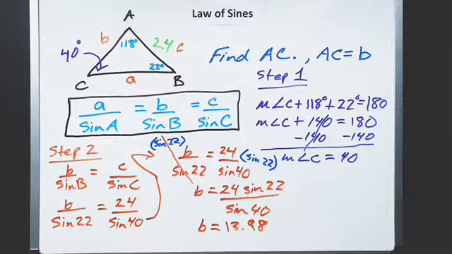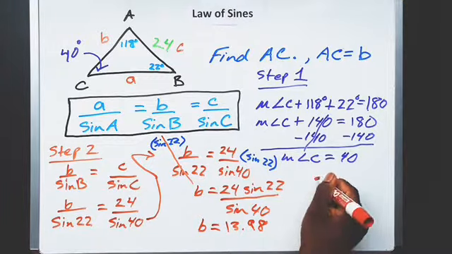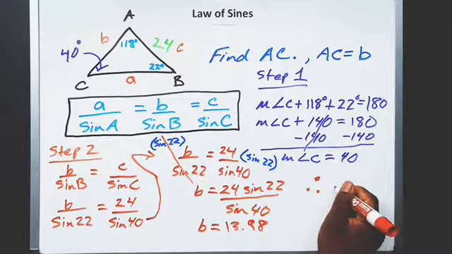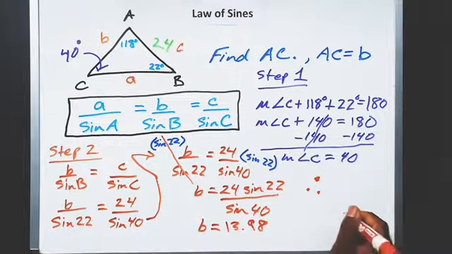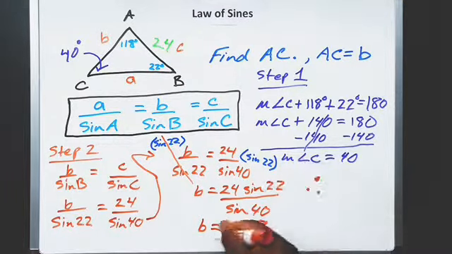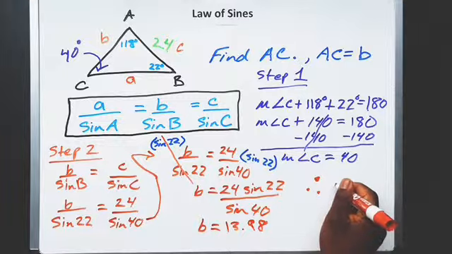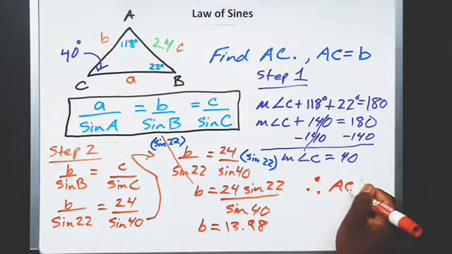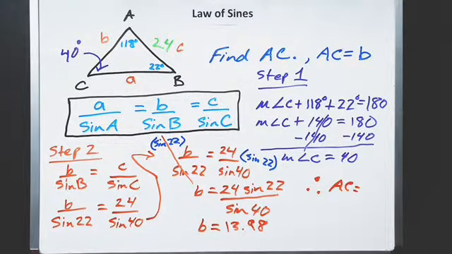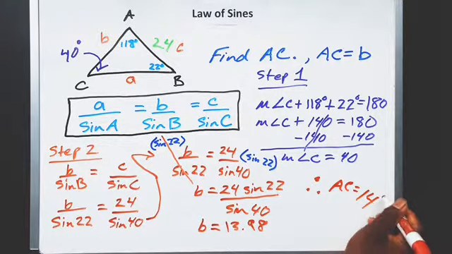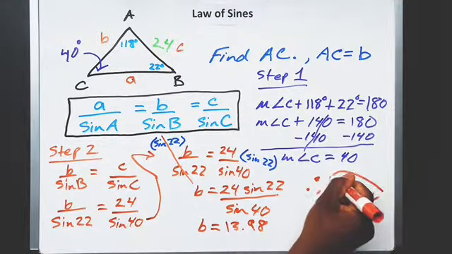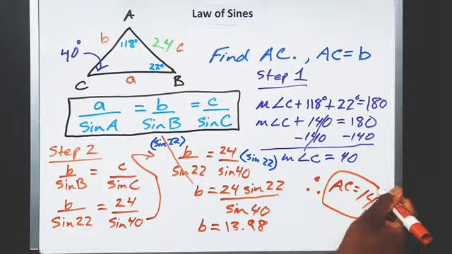Therefore, I am going to round. I'm going to put these three dots, that means therefore. We know that AC equals b, so therefore AC is equal to, I'm going to round that to 14. And this is our final answer.